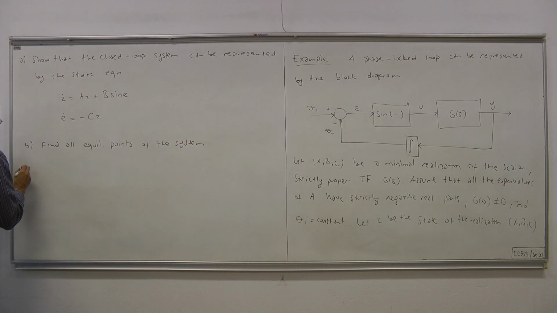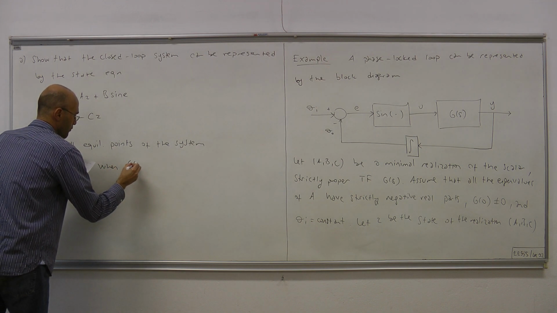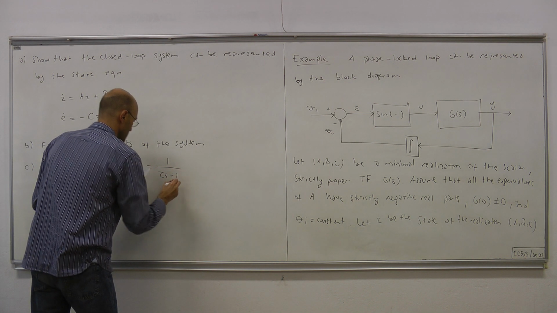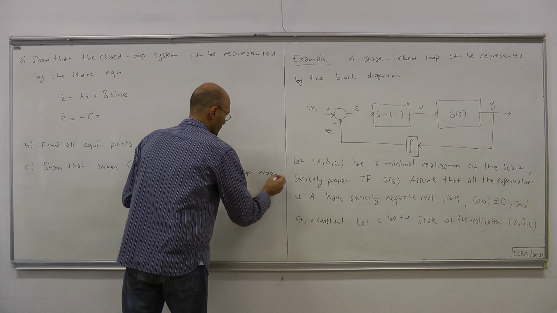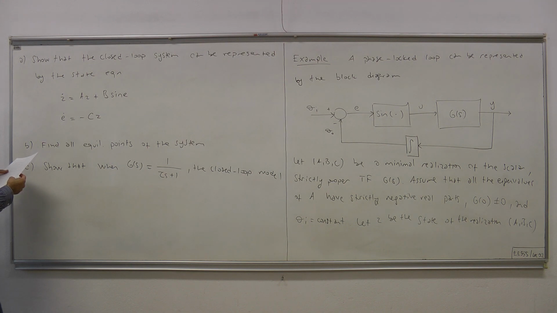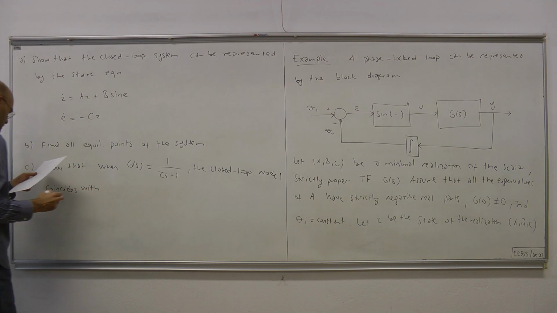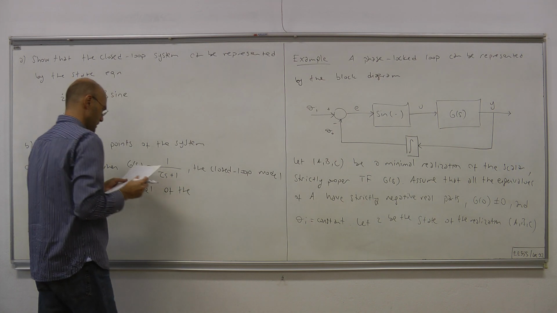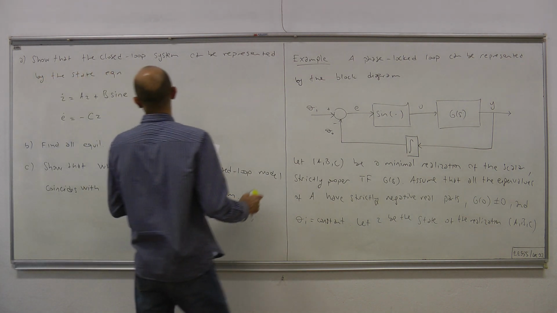Okay, and in part C, show that when G(s) is a first-order transfer function of the following form: 1 over (tau s plus 1), the closed-loop model coincides with the model of the pendulum equation that we have just talked about. Okay, now let's start from A.